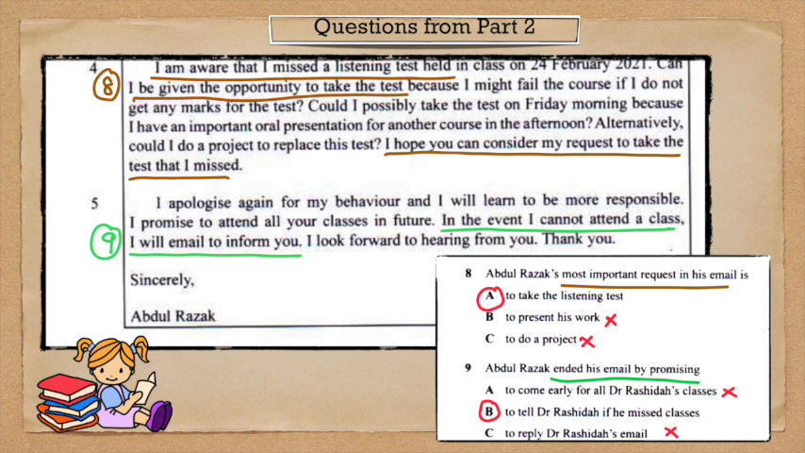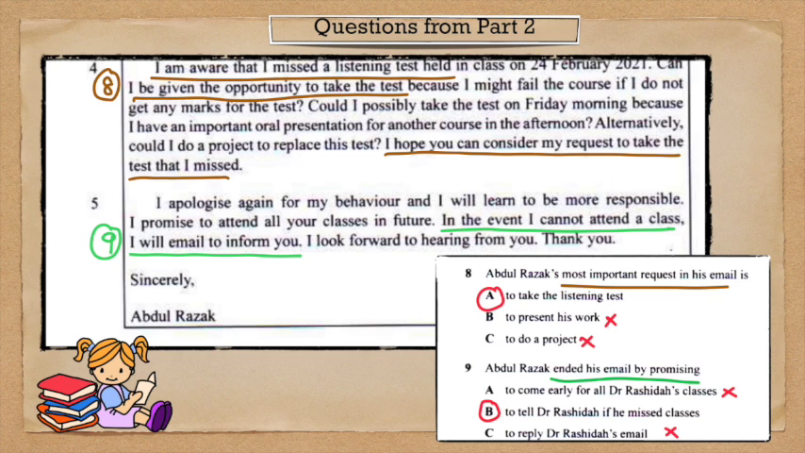Number 9, Abdul Razak ended his email by promising A, to come early for all Dr. Rashida's classes, B, to tell Dr. Rashida if he missed classes, or C, to reply to Dr. Rashida's email. So if you look at the text in paragraph 5: I apologize again for my behavior and I will learn to be more responsible. I promise to attend all your classes in future. In the event I cannot attend a class, I will email to inform you.